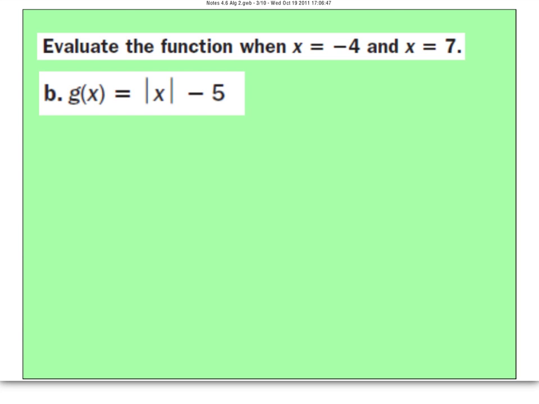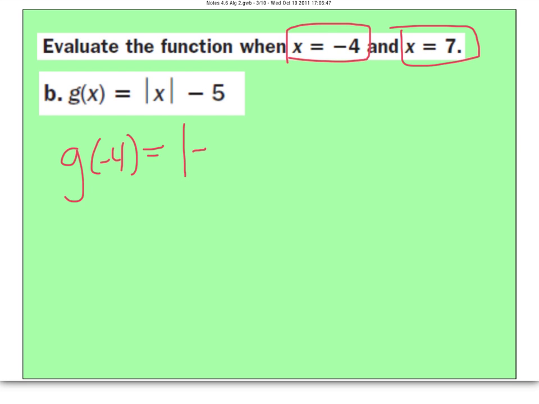Let's try this one. They've switched it to g of x. That's fine. They want x of negative 4 and of 7. So I'm going to set that up. X of negative 4 is just a label, but this time it's a g function. It's just a different number or letter they chose. That's one of them. And then I'll find g of 7.